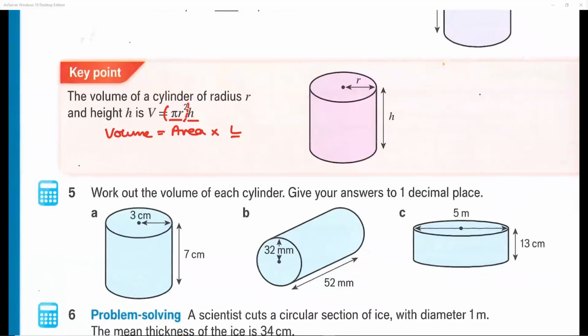Okay, so that's the volume of a cylinder. How many cylinders does your car have, for example? 4 cylinders, 6 cylinders?